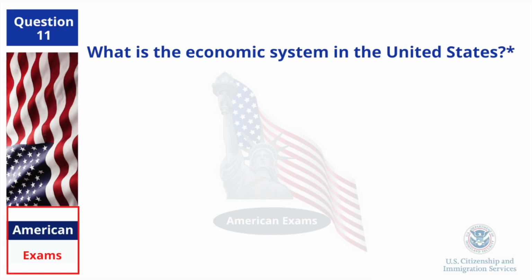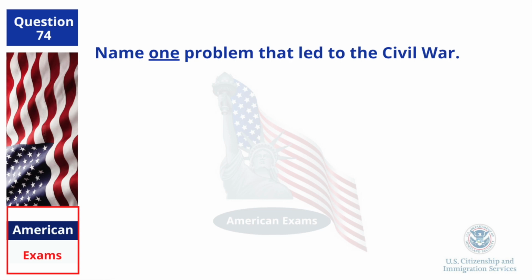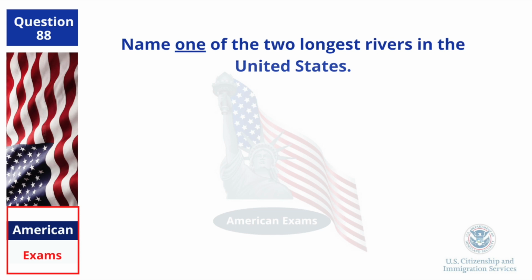What is the economic system in the United States? Market economy. The Federalist Papers supported the passage of the U.S. Constitution. Name one of the writers. James Madison. Name one problem that led to the Civil War. Slavery. Name one of the two longest rivers in the United States. Missouri River.